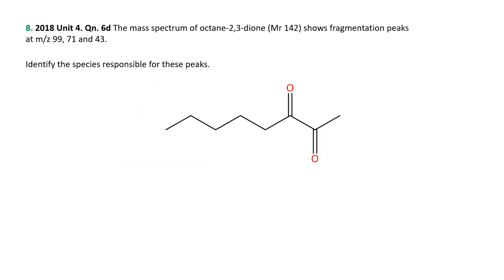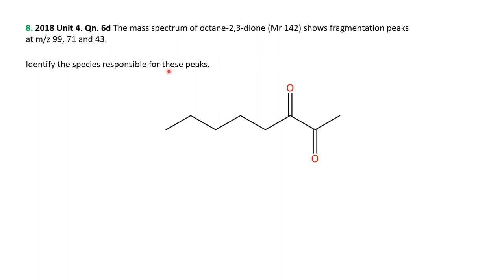So, last three questions in this section, we're going to organic compounds. The mass spectrum of octane-2,3-dione, there it is right there, shows fragmentation peaks at 99, 71, 43. Identify the species responsible for these peaks.